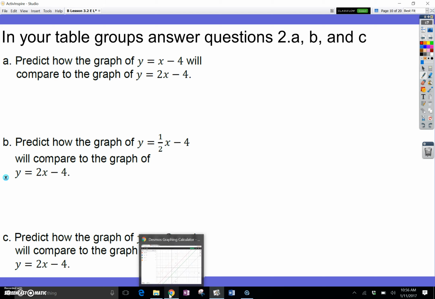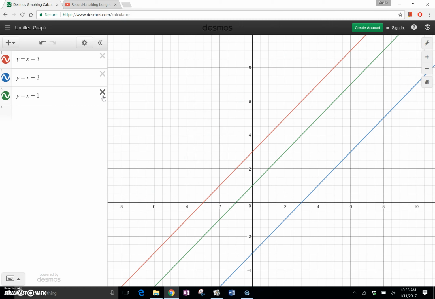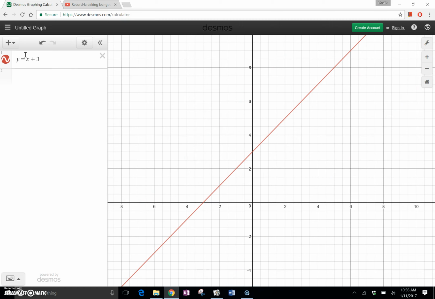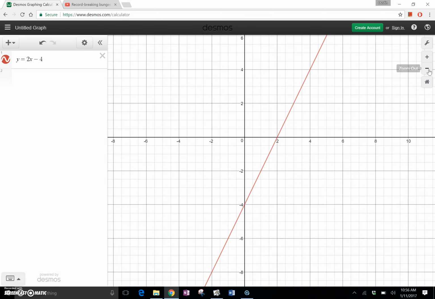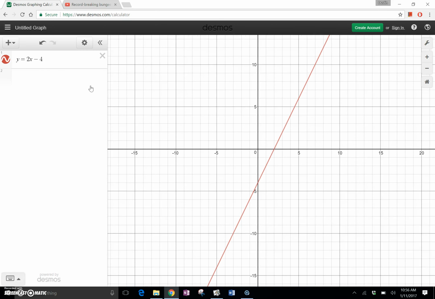Alright, so let's go ahead now and graph these. I'm going to get rid of all these. Now the equation that I'm focusing on is y equals 2x minus 4. So everything I look at now, I'm going to compare it to this graph, y equals 2x minus 4.